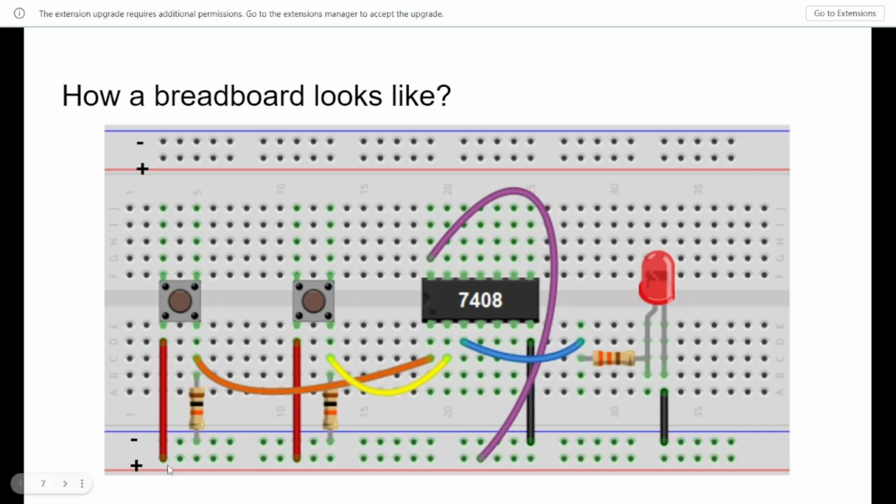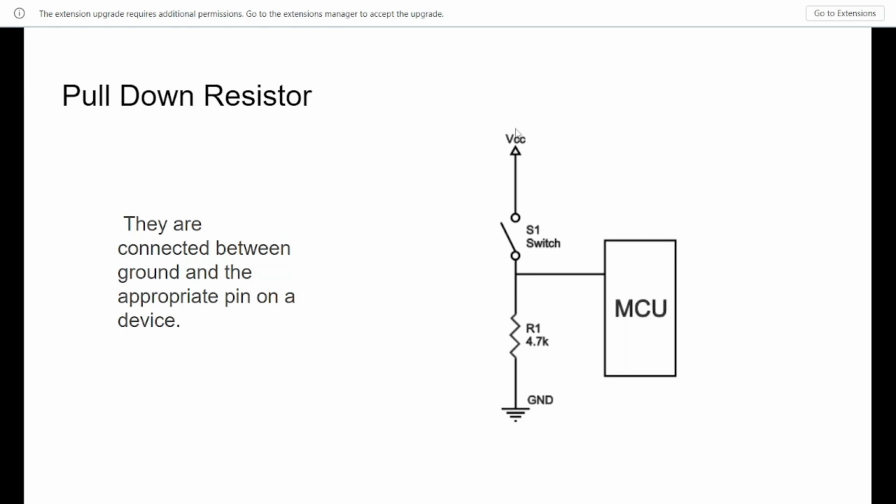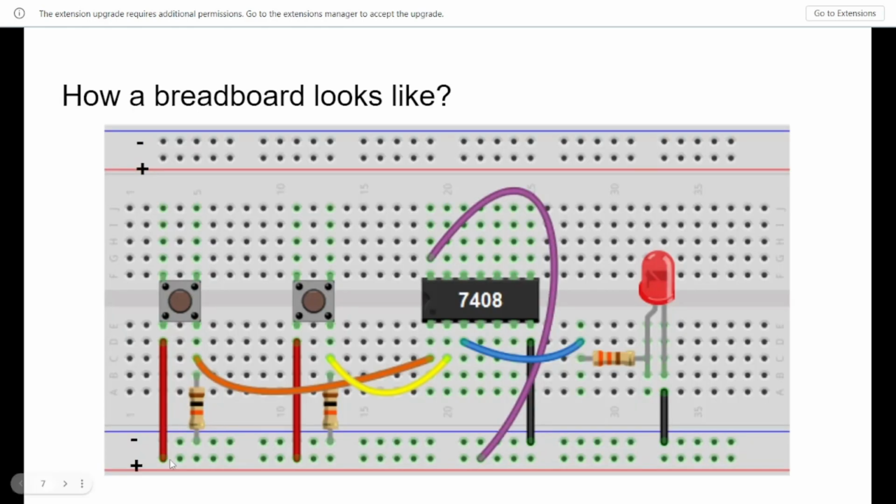So let's see. Power connected to switch, switch connected to resistor, resistor connected to ground. Seems familiar, right? It's called the pull-down resistor. Power, switch, resistor, ground.